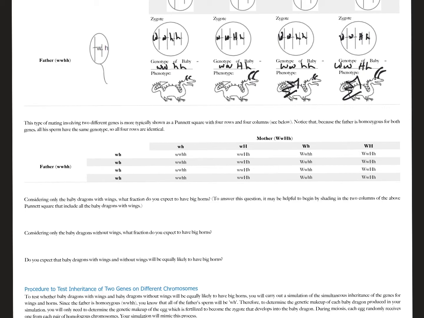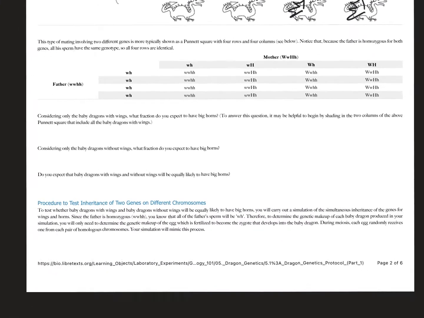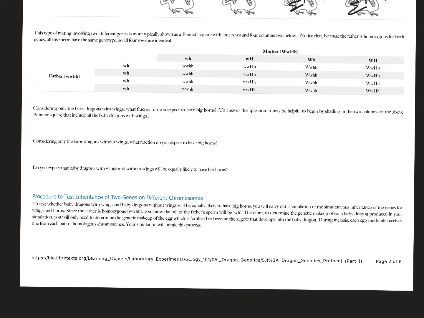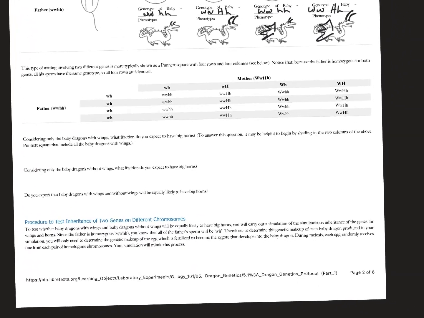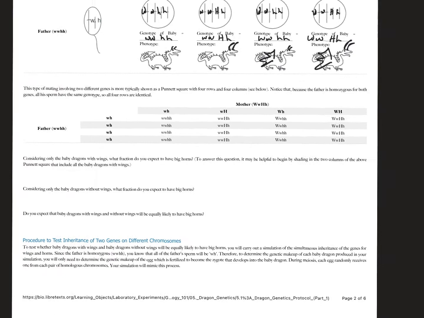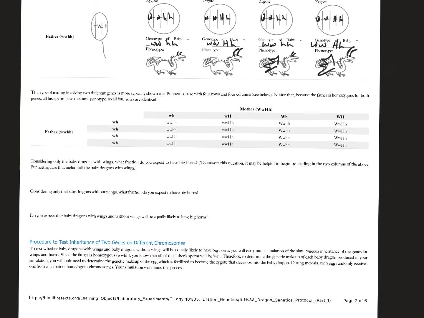Yes. If it doesn't make sense, you guys got to talk to me. Tell me. All right, considering only the baby dragons with wings, what fraction do you expect? Considering only the baby dragons with wings, which 2 have wings? The last 2. What fraction do you expect to have big horns of those last 2? Half. 1/2. 1 out of 2.